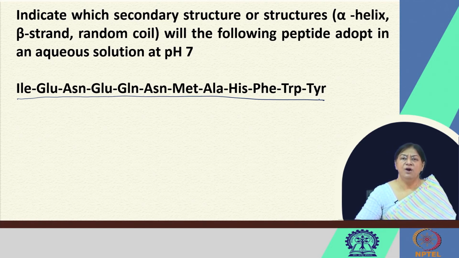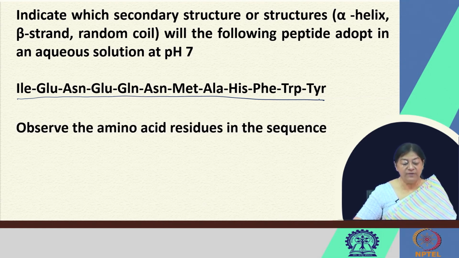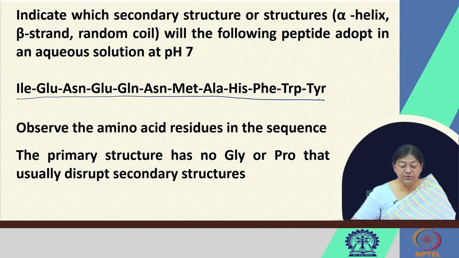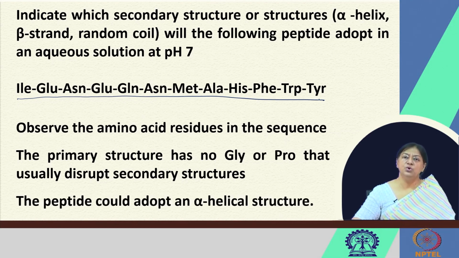So, there is a mix of hydrophilic and hydrophobic amino acid residues. So, we have to observe therefore the amino acid residues in the specific peptide sequence, and then we have to see whether the primary sequence has specific residues, say for example like glycine or proline, that actually disrupt secondary structures, but we see that there are no such glycine or proline present in this particular sequence. So, it is likely that this could adopt an alpha helical structure.